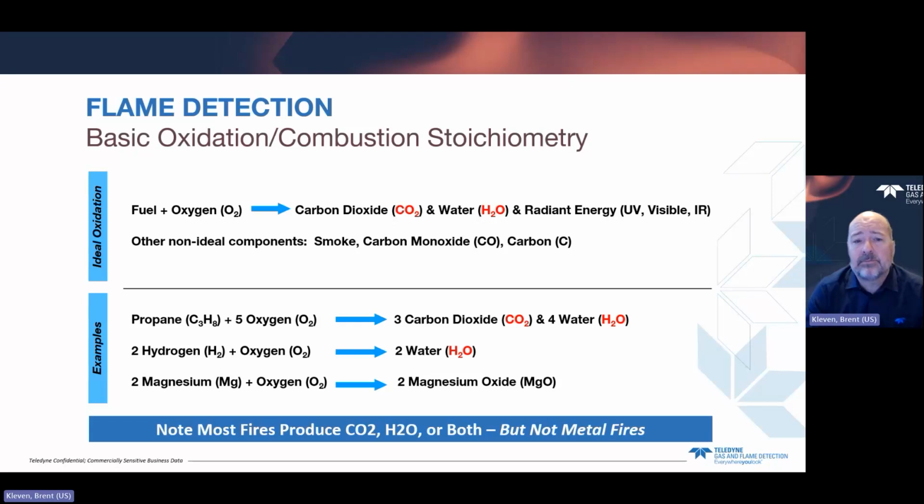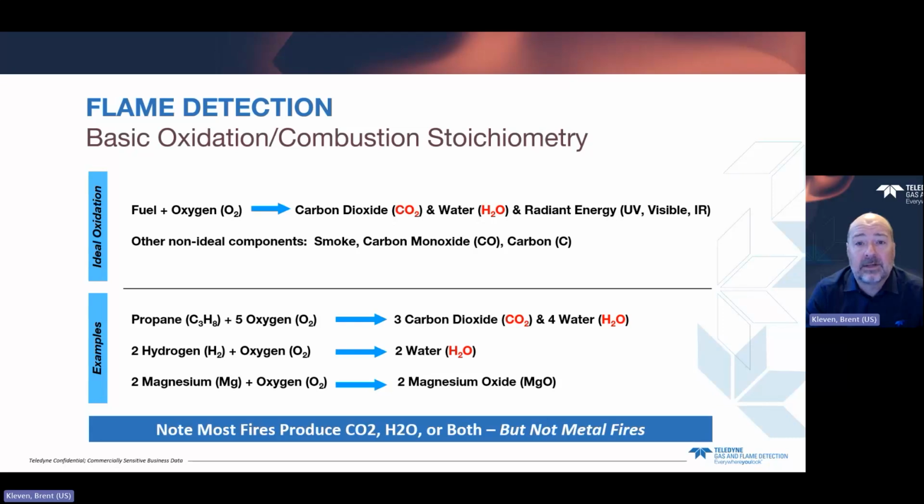We're going to talk a little bit about basic oxidation combustion stoichiometry. Stoichiometry is just a chemical formula, a balanced formula showing what's happening when we're burning a fuel. So typically, if we take a fuel, we add oxygen to it, we have a fire, we get carbon dioxide, CO2, we get water, H2O, and we get that radiant energy that we already talked about. We will usually get other non-ideal components: smoke, carbon monoxide, CO, and carbon, for example. If we take propane, if we had 5 oxygens with propane in a fire, we should get 3 carbon dioxides and 4 waters.